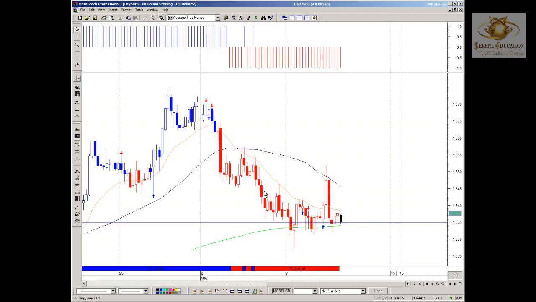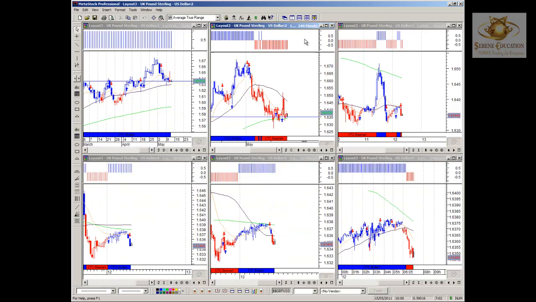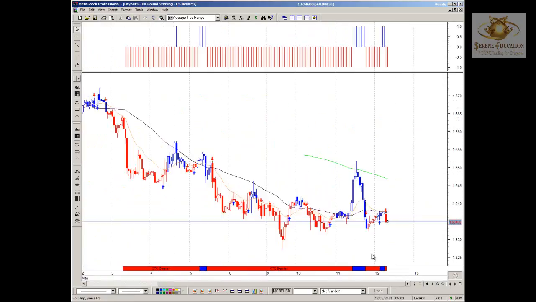So momentum still negative, still favoring further downside movement. However, what we want to do is see a definite clean break and close lower than 1.6350 to give us an idea of further downside movement. Hourly is exactly the same, pretty much all over the place in the breakouts.